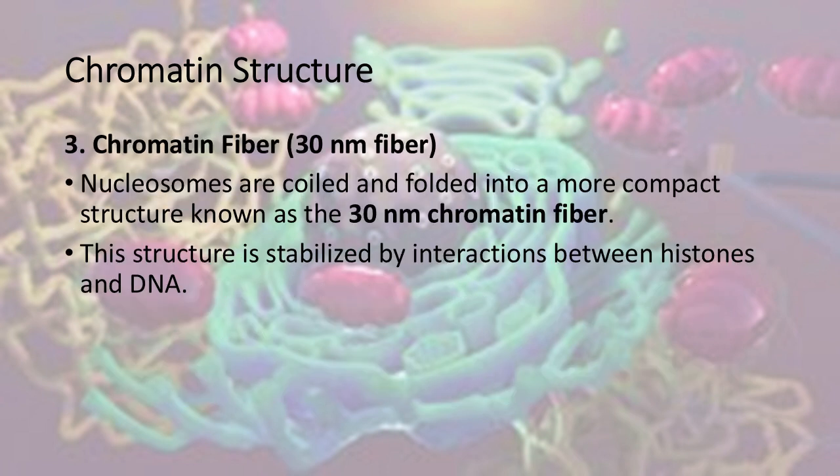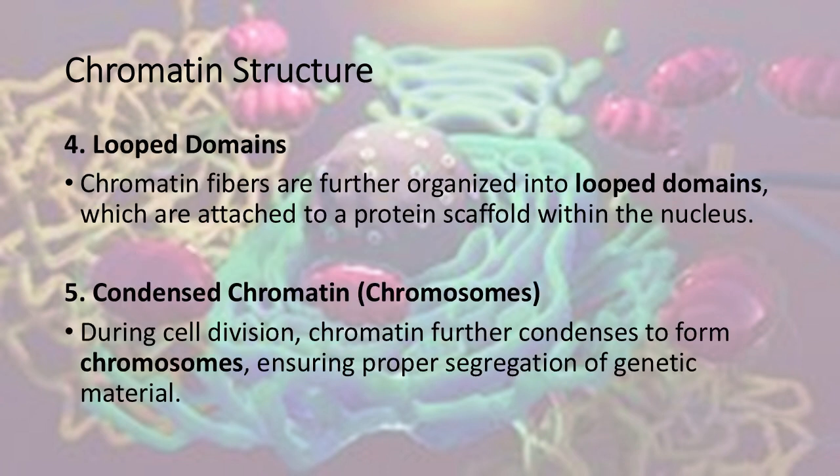Chromatin fiber, 30 nanometers fiber. Nucleosomes are coiled and folded into a more compact structure known as the 30 nanometers chromatin fiber. This structure is stabilized by interactions between histones and DNA. Looped domains. Chromatin fibers are further organized into looped domains, which are attached to a protein scaffold within the nucleus. Condensed chromatin. Chromosomes. During cell division, chromatin further condenses to form chromosomes, ensuring proper segregation of genetic material.